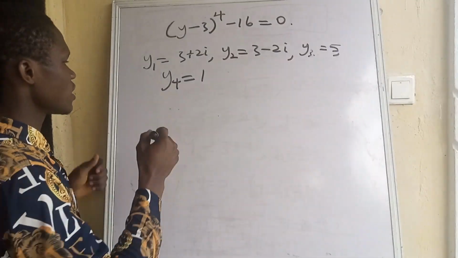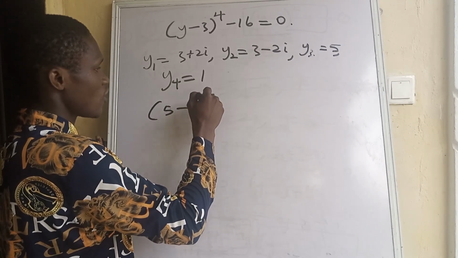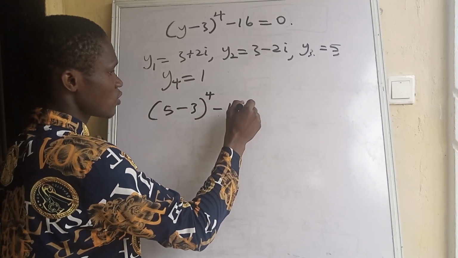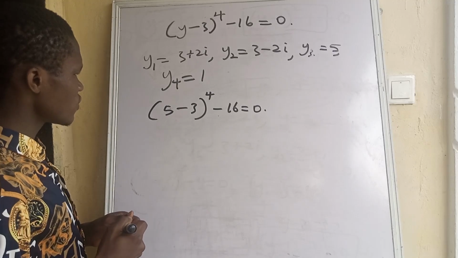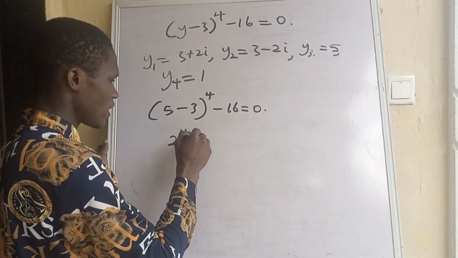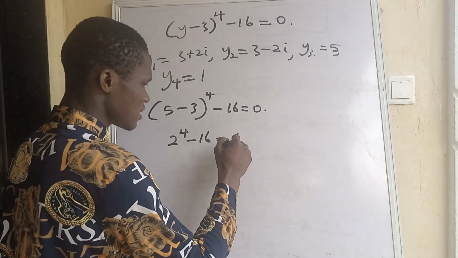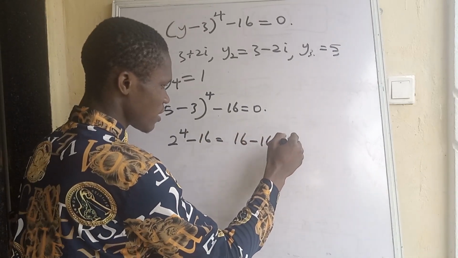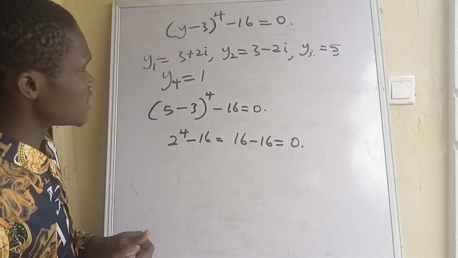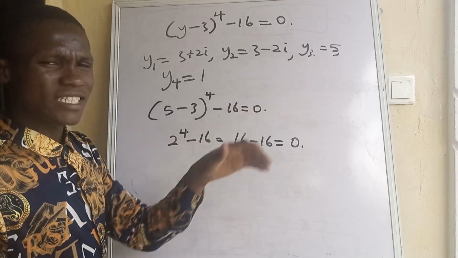So we can simply say (5 minus 3) to the power of 4 minus 16 equals 0. So 5 minus 3 is going to give us 2. So we have 2 to the power of 4 minus 16, and 2 to the power of 4 is 16. So we have 16 minus 16, which is going to give us 0. So the value for y3 is correct.